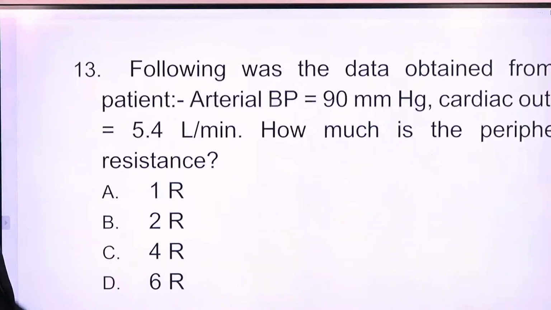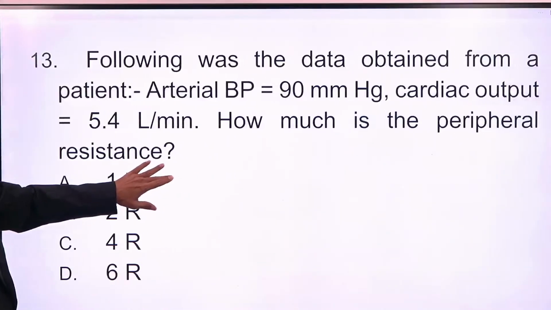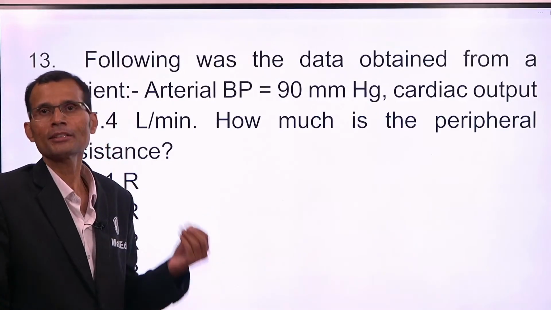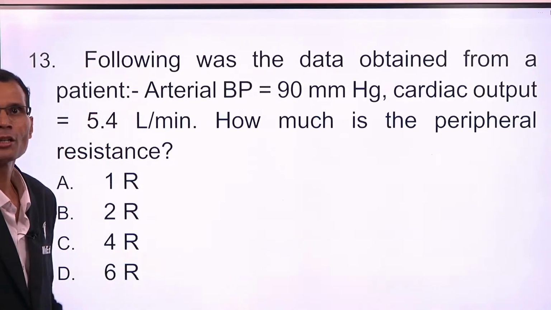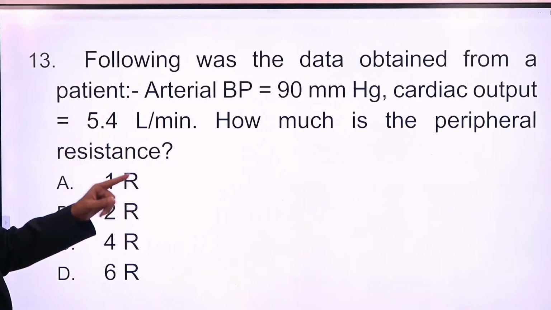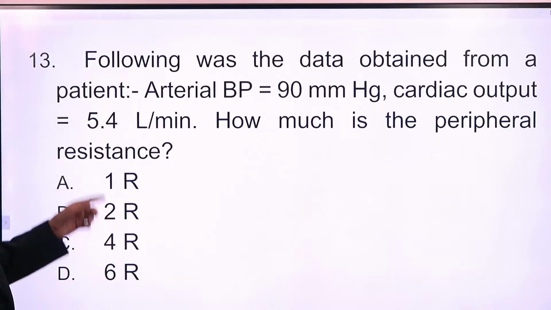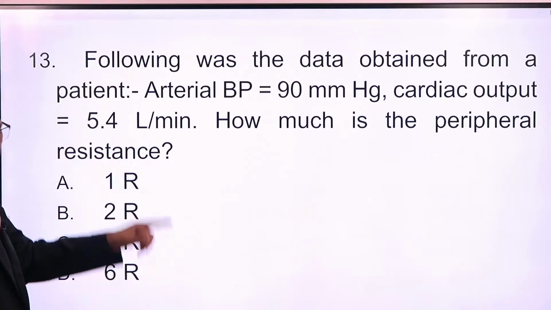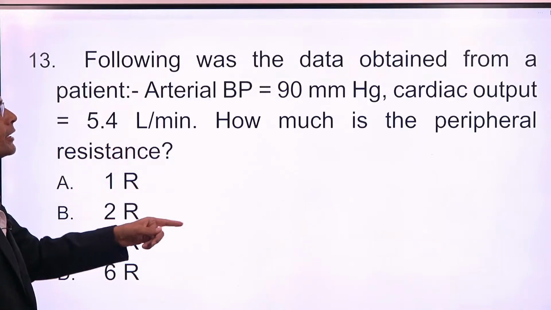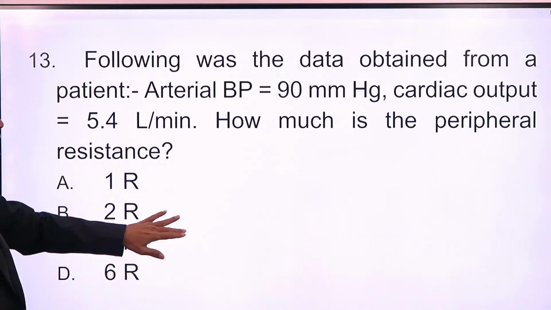Okay, next. Here is the question, and I give you some time to answer this question, with a hint. I leave it to you. Following was the data obtained from a patient. Arterial BP is 90 mm of Hg and cardiac output is 5.4 liters per minute. How much is the peripheral resistance?